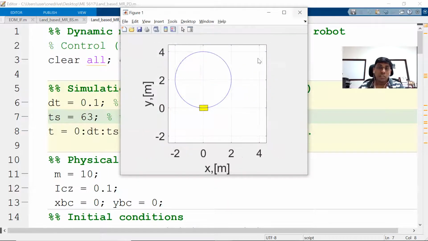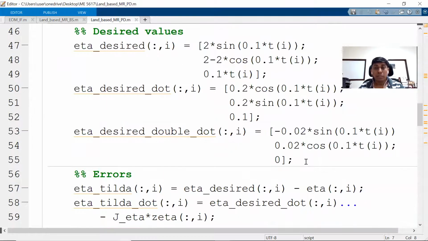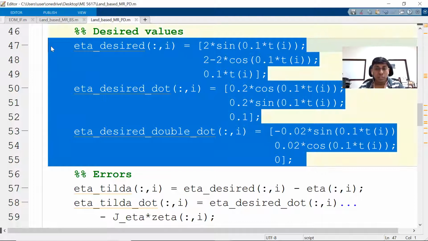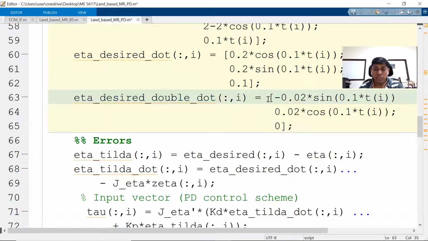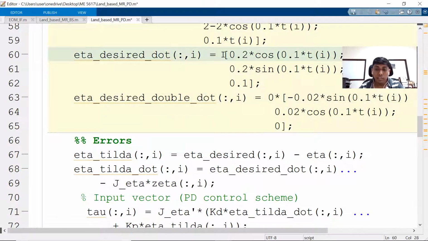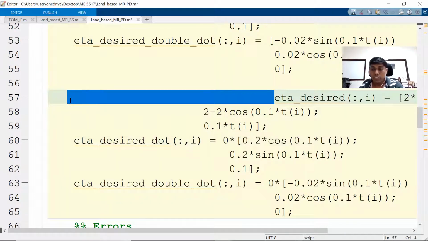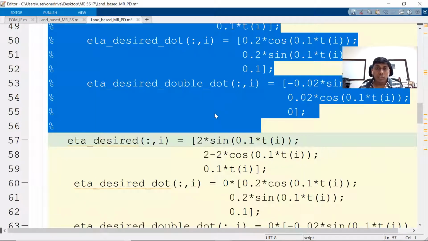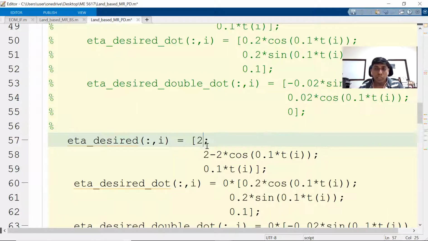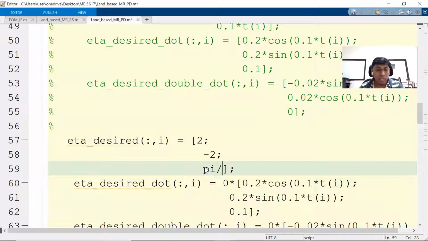Whatever the curve, even if you want to make it a set point, I can make it so. Now I'm showing that it is a set point, where acceleration is 0 and this is 0. Here I'm taking these as commented. Now I'm saying the X position is supposed to be 2 meter, Y is supposed to be -2, and the heading is pi by 4.